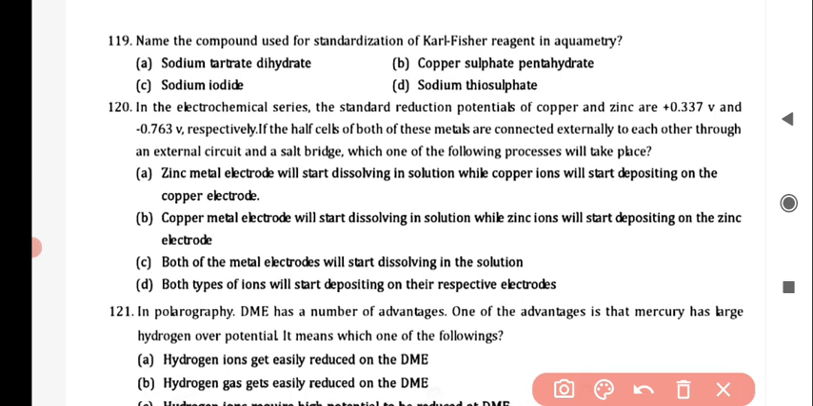The next question is, name the compound used for standardization of Karl Fischer reagent in aquametry. So the correct answer is option C, sodium iodide.